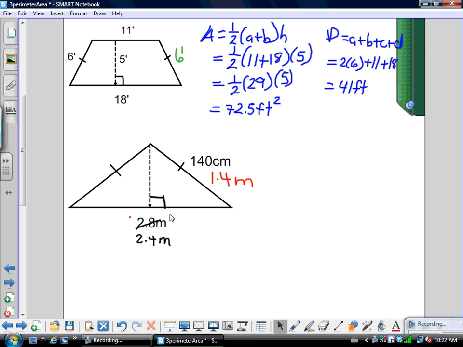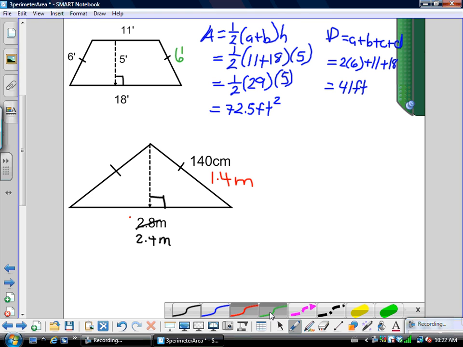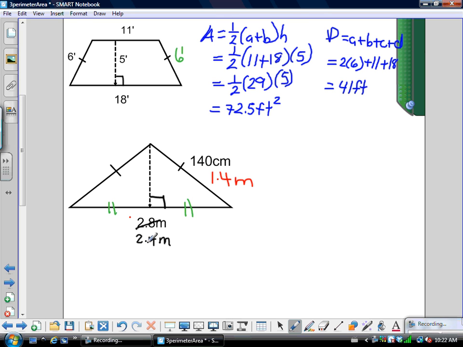The other thing, however, a property that you maybe aren't aware of, is that when I drop this perpendicular down to the base, it actually cuts this base directly in half. So half of this is half of 2.4, half of 2.4. Now you know half of 2.4 from your head would be 1.2 meters.